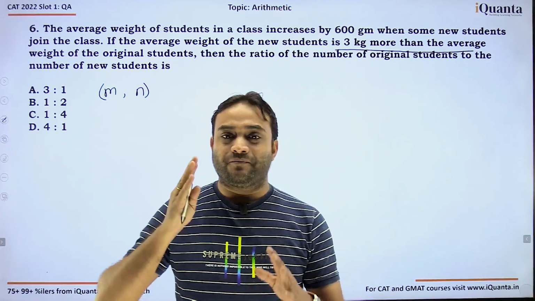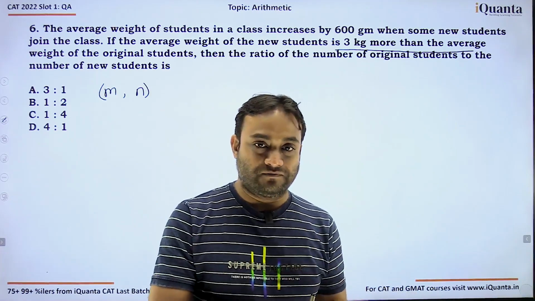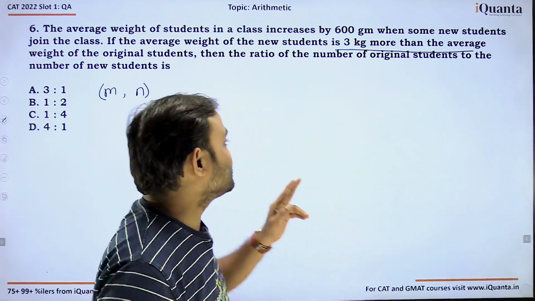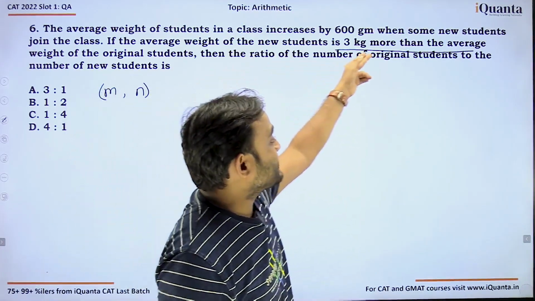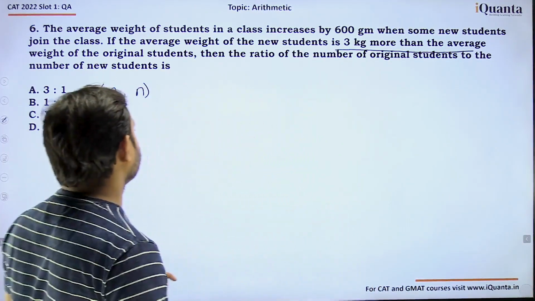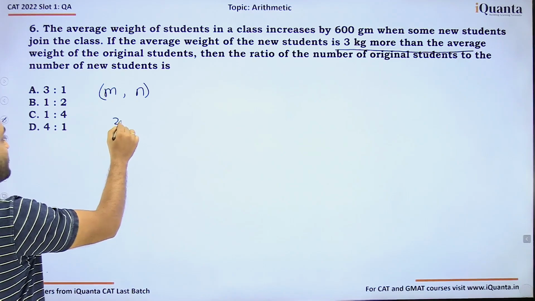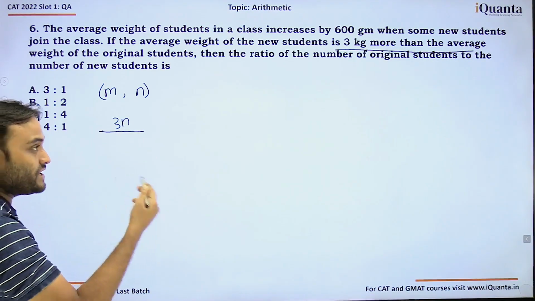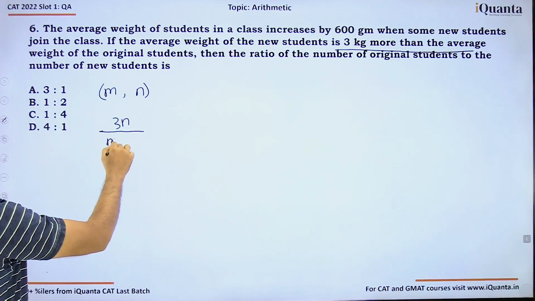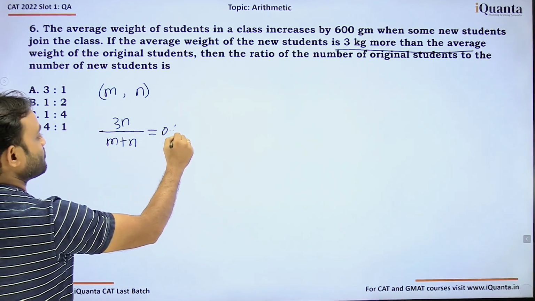In that case, if the average weight of these n students is the same as previously, then the average won't change. But there is some deviation. The average of these n students is 3 kg more than the average weight of the original students. So if there are n students, the total extra weight is 3n. Now this extra weight is going to be distributed among all the students, which is m plus n. And this should be equal to 600 grams, which is 0.6 kg.